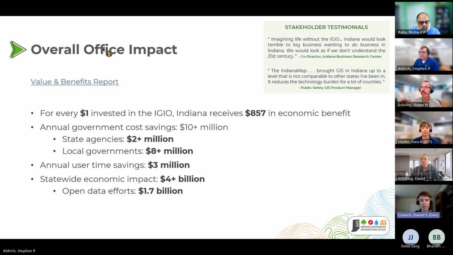We recently did a value and benefits report and study, measuring the qualitative and quantitative impacts of our office across the state. The main selling point is that for every $1 invested in the IGIO, Indiana receives $857 in economic benefit. That's a really nice punch that we like to throw out there. Annual government cost savings are over $10 million: state agencies, about $2 million, and local governments, $8 million.